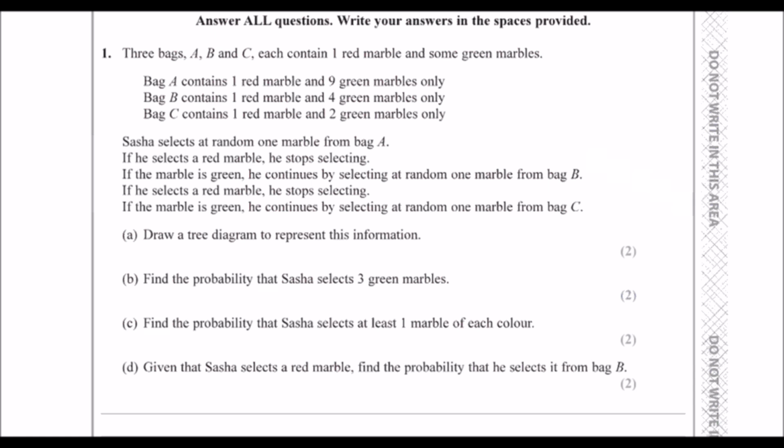Sasha selects at random 1 marble from bag A. If he selects a red, he stops. If it's green, he continues and takes one from B. If he selects red, again he stops. And if it's green, he continues and selects one from C. So part A, draw a tree diagram to represent this information.